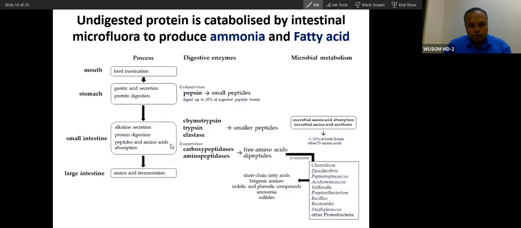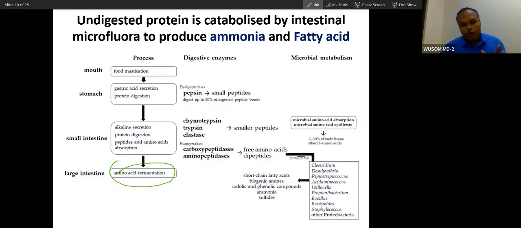Again, it will reach the small intestine, where it will be digested. And then the leftover will reach your large intestine. In the large intestine, it will become food for your bacteria, your good bacteria. There are many good bacteria and also bad bacteria. So if you take in a limited amount, it will actually nourish the good bacteria as well.